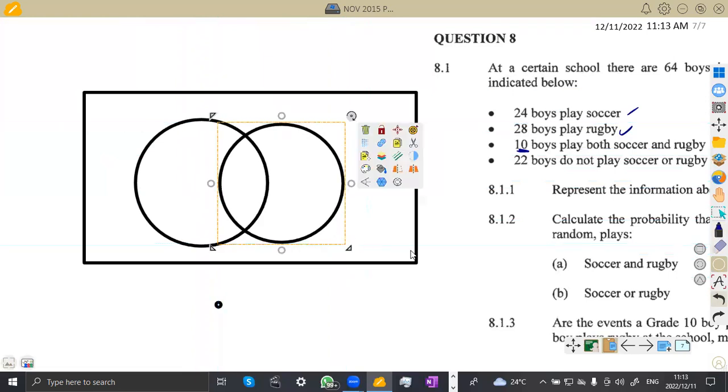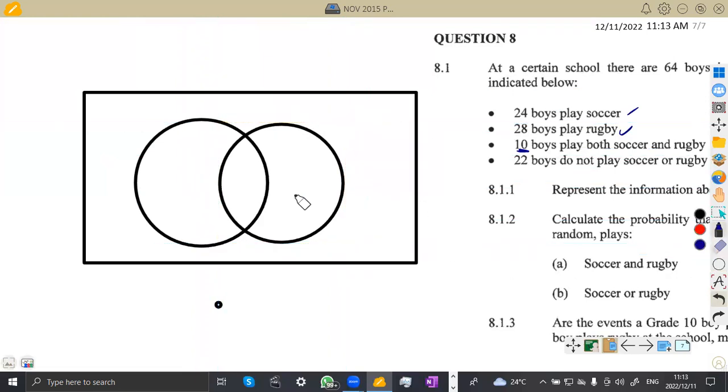All right, so you're going to have something of this nature because there's an intersection. There are those who play both.